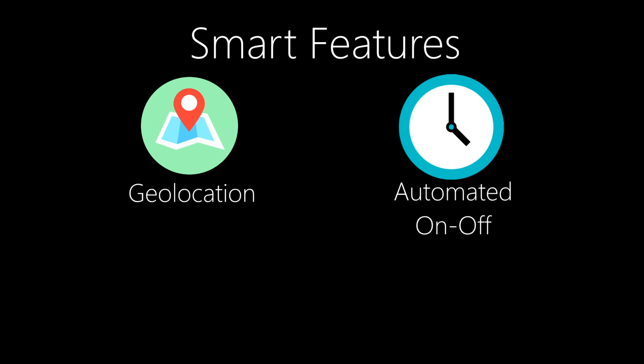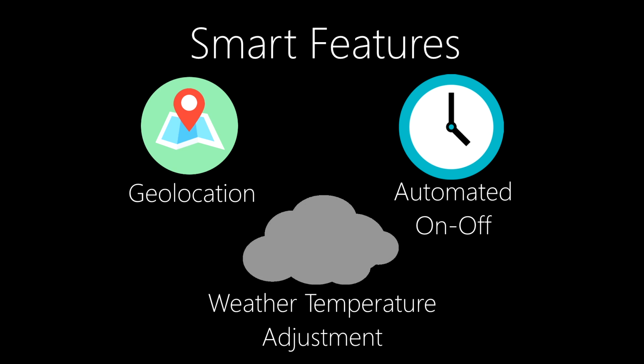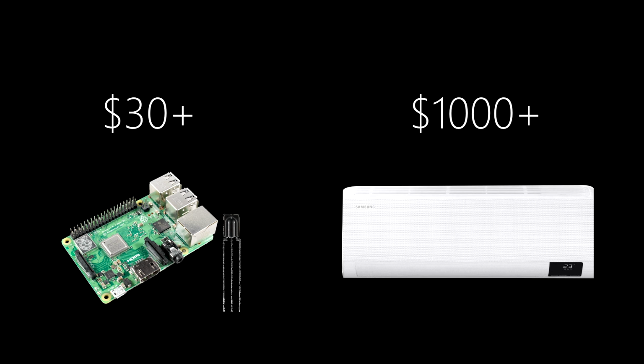Furthermore, smart features such as geolocation, automated on and off timings, and weather temperature adjustment can be added, giving more functionality to your traditional air conditioner. Considering the price of a typical Raspberry Pi, including all the necessary accessories, would only set you back by roughly $30. The application will offer you a steal compared to the thousands of dollars it takes to replace your traditional air conditioner with a smart one.